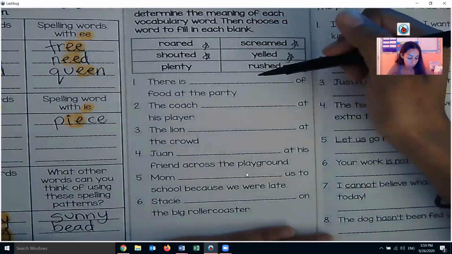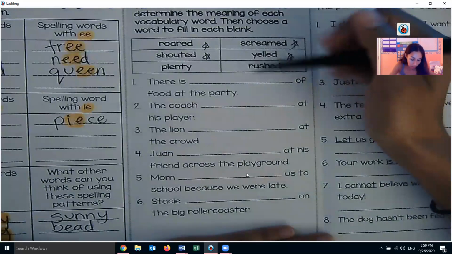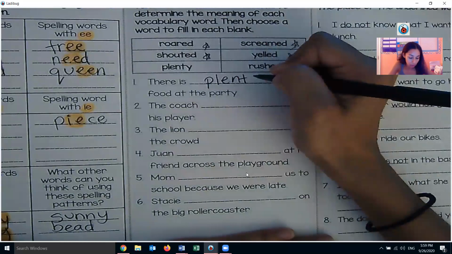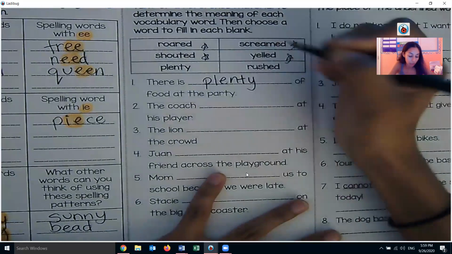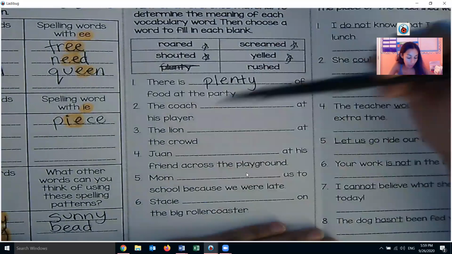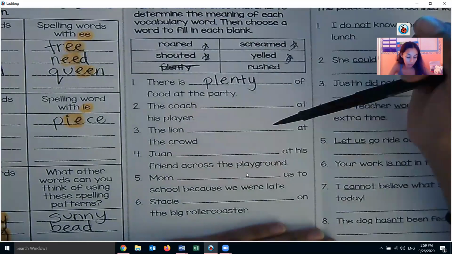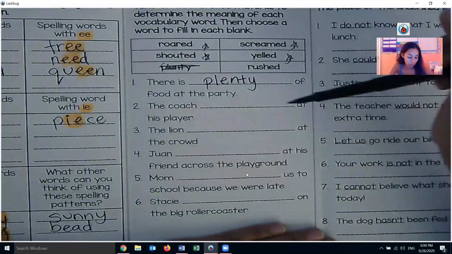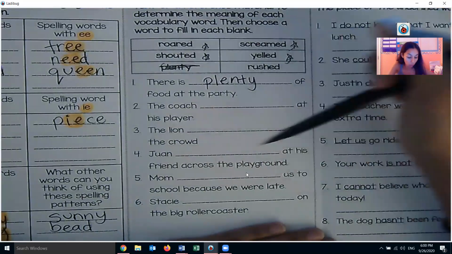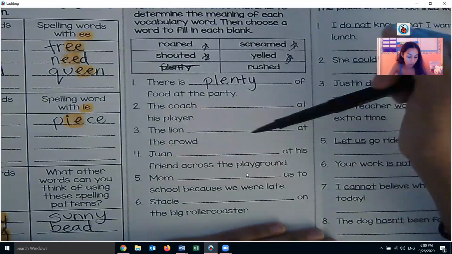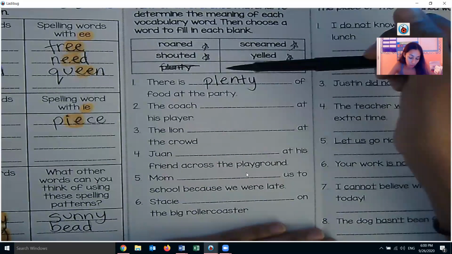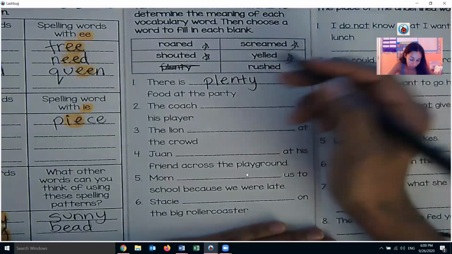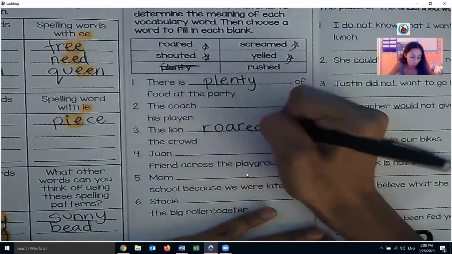There is a food at the party. Okay, so this one I can tell it's not going to be a roaring or yelling kind of word. It's going to be there's plenty of food at the party. The coach at his player. Okay, so I'll leave that there because maybe shouted, yelled, screamed, roared maybe at his player. The lion, oh, this one probably goes with roared because the lion's not going to shout, scream, yell, or rushed at the crowd. I guess he could, but it makes more sense that he roared. So we can cross off roared.